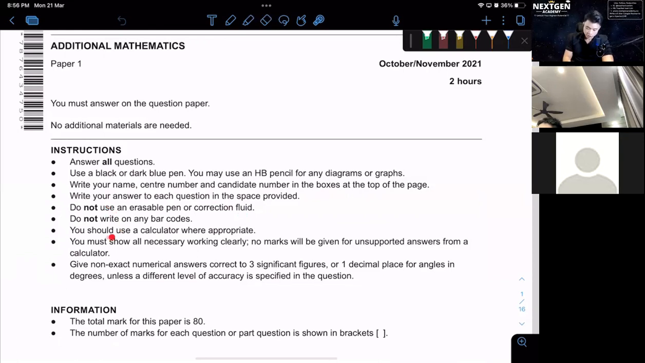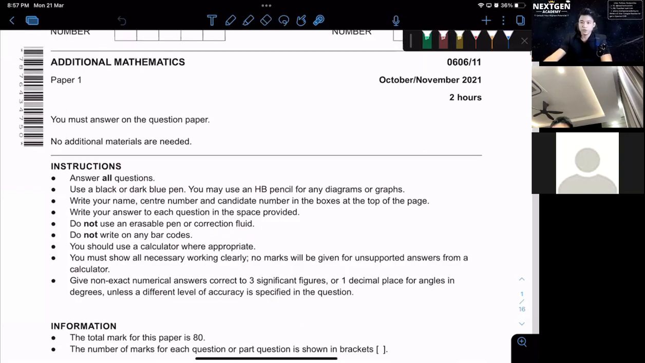You should use a calculator where appropriate. You must show all necessary working clearly. No marks will be given for unsupported answers from a calculator. This is referring to questions like your simultaneous equation and all. Make sure you write the working. Give non-exact numerical answers to 3 SF or 1 DP for angles in degrees, unless a different level of accuracy is specified in the question. Total mark for this paper is 80. So both your paper 1 and paper 2 are also 80 marks.